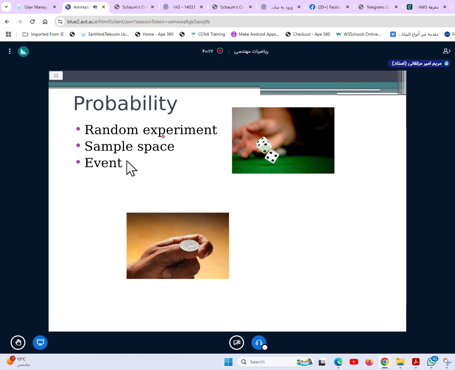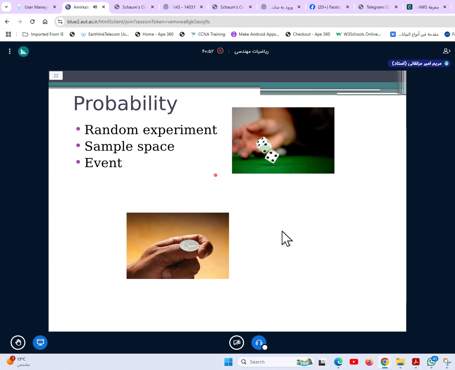Another definition: sample space. What is a sample space? Sample space is related to random experiments. When we are faced with random experiments, we encounter sample space. What's the meaning of sample space? Sample space is the set of all possible outcomes of a random experiment. All possible outcomes, all possible results of a random experiment.